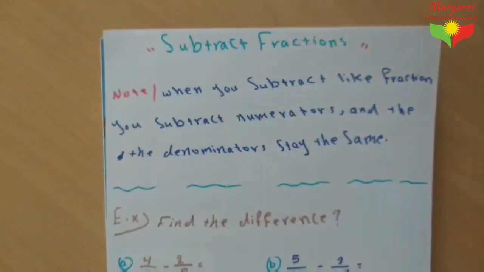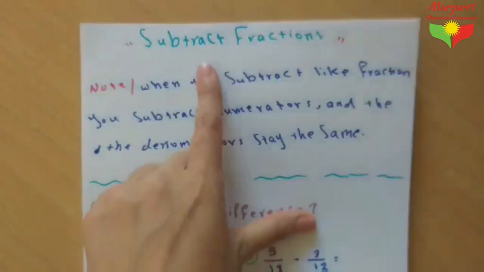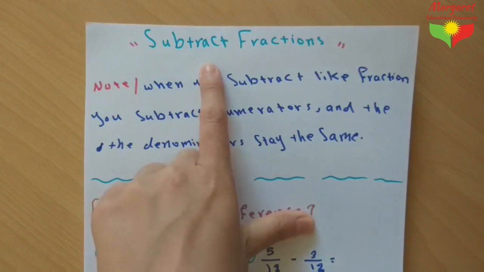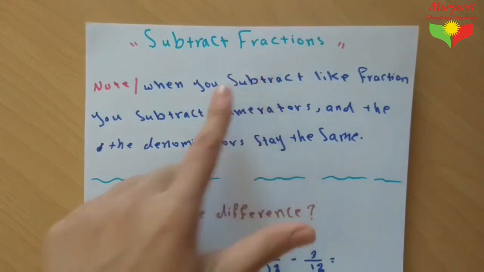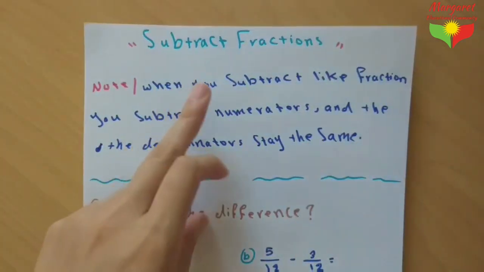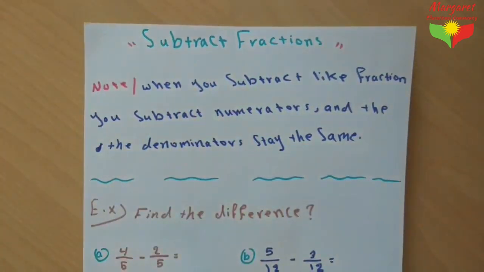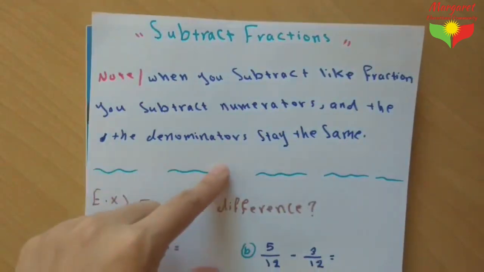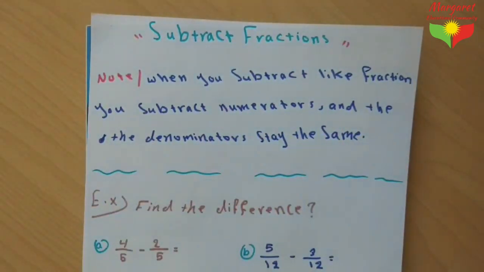Now we talked about the new subject in lesson 8, in page 154 we have subtract fraction. We have this important note: when you subtract like fraction, you subtract numerators and the denominator stays the same number.